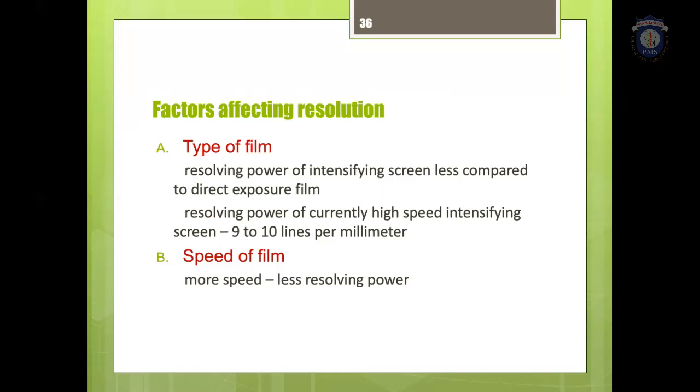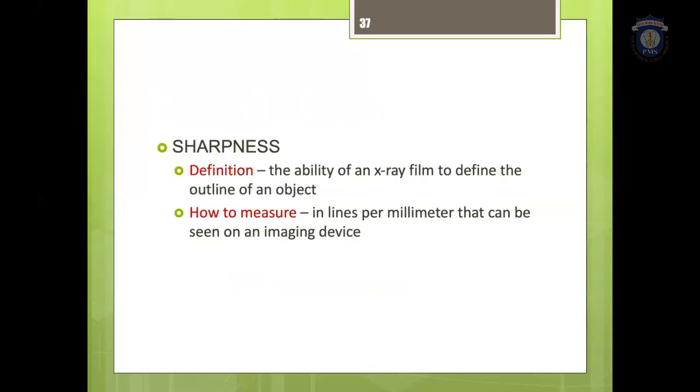Resolving power of an intensifying screen is less compared to direct exposure film. Resolving power of currently high-speed intensifying screen is 9 to 10 lines per millimeter. Next is speed of the film. More speed, less resolution. Next is sharpness.